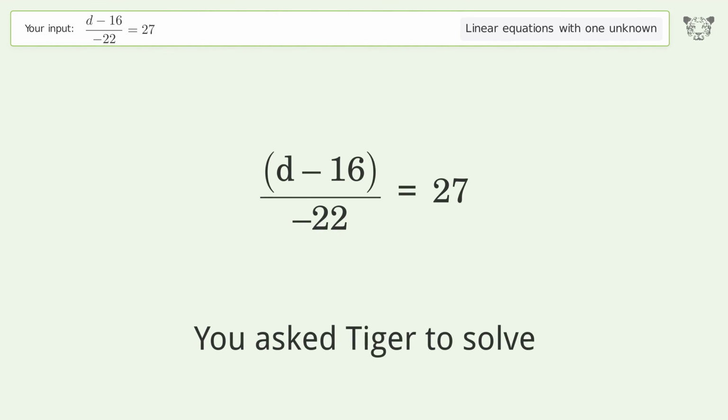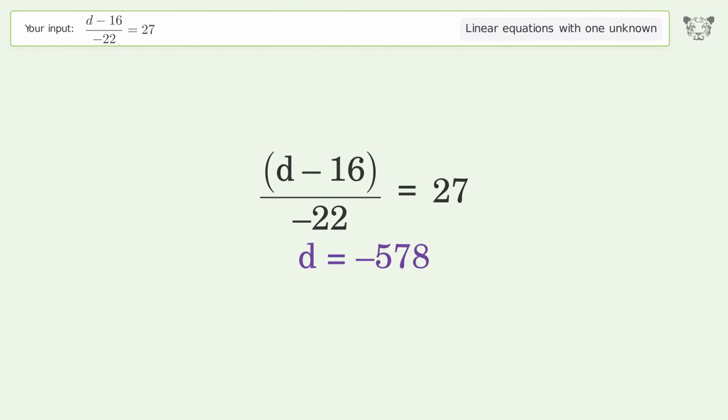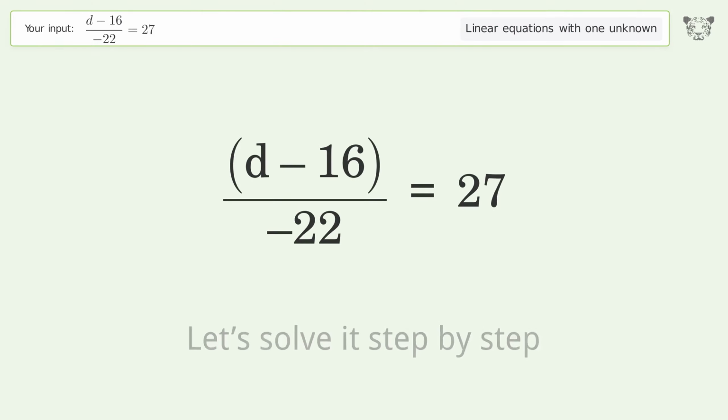You ask Tiger to solve. This deals with linear equations with one unknown. The final result is d equals -578. Let's solve it step by step.